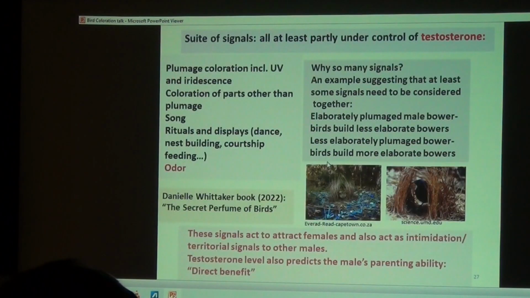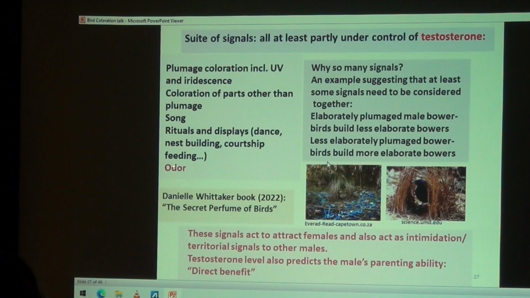We'll see, okay, so here it is. These are the different signals that I mentioned at the very beginning: UV coloration, in addition to the colors that we see and the birds see, coloration of parts other than plumage, song, rituals and displays, and odor. I just want to say a little bit about odor because it's fascinating.